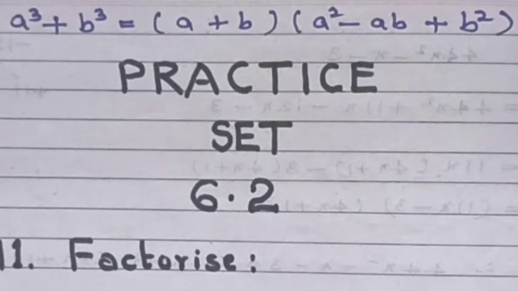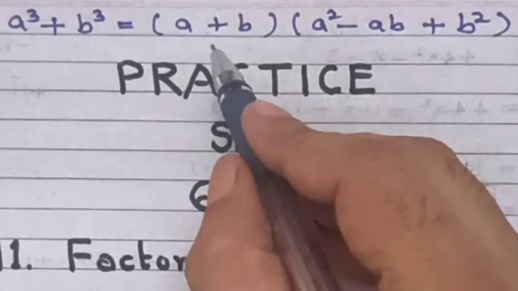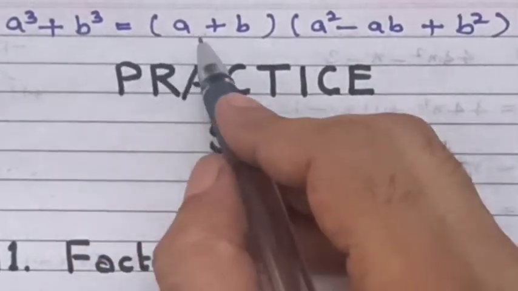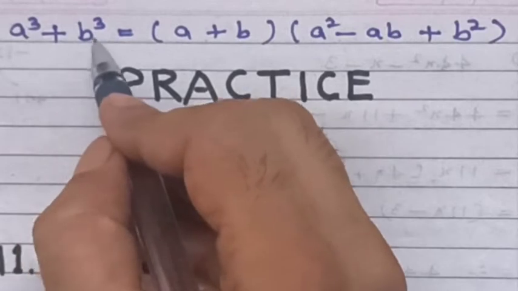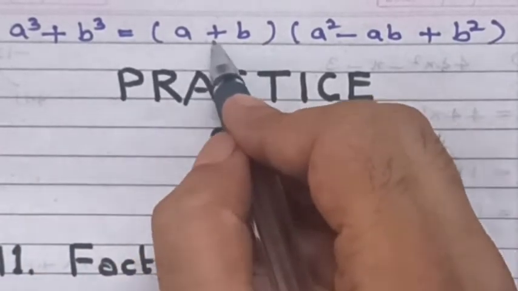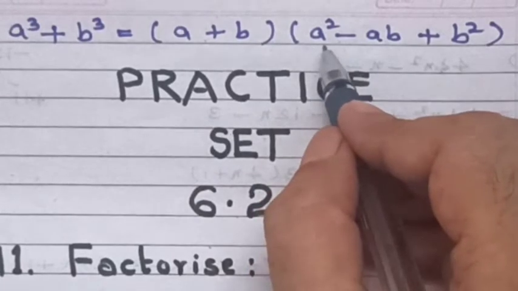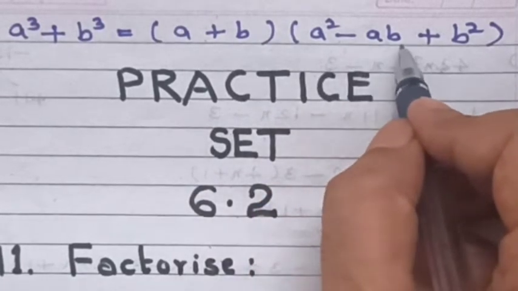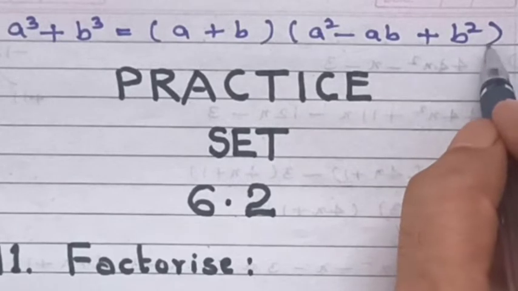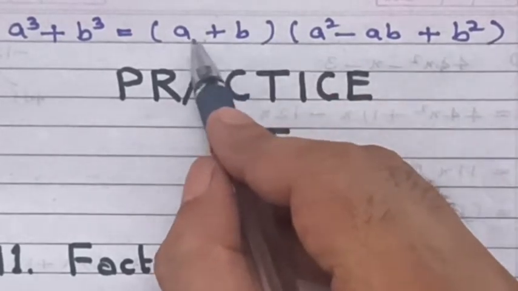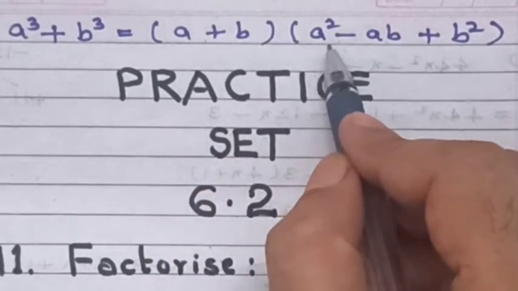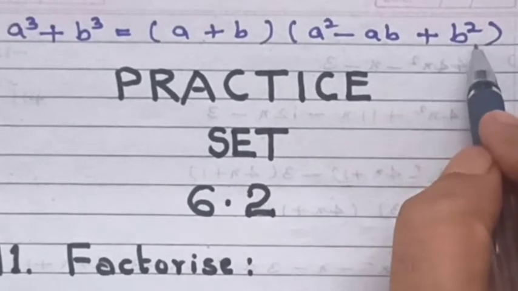When it is a cube plus b cube, your first factor will be a plus b. Here a cube plus b cube and here a plus b. So here also plus and here also plus. A cube plus b cube, so you'll be writing a plus b because here it is plus and here also plus. And then a square minus ab plus b square.